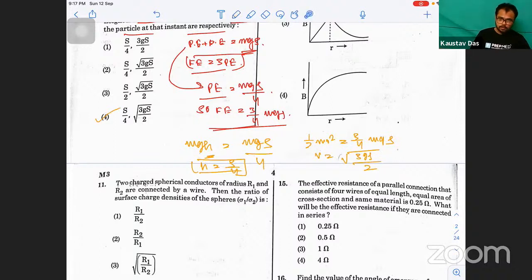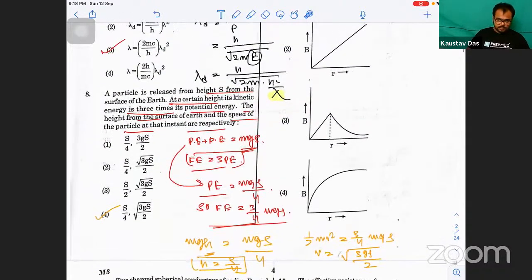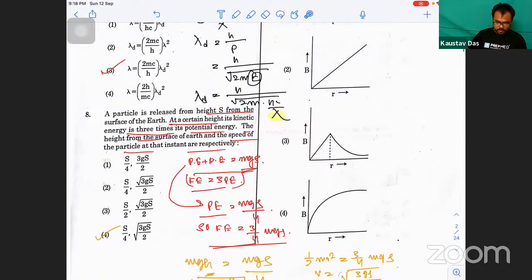If you are in a hurry, you may give the answer as s by 4 and root over of 3gs by 2, but you have to watch carefully that 2 and 4 are a little different in the aspect of root over of 3gs by 2. It is under root of total root over of 3gs divided by 2. So you have to carefully mark this answer, because in the examinations you have so many things in your mind, and in a hurry we always make this type of mistake even if we know the answer.